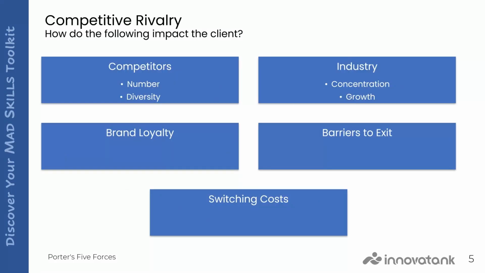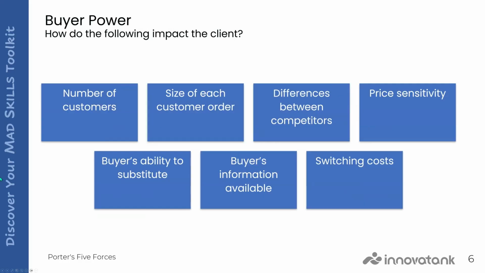So we start out with the rivalry amongst the competitors, which looks at the number and diversity of the competitors, industry concentration, growth rate, barrier to exit, brand loyalty, and switching costs. Buyer power considers the number of customers, the size of order, price sensitivity, availability of information to buyers, and the switching costs for the buyers.